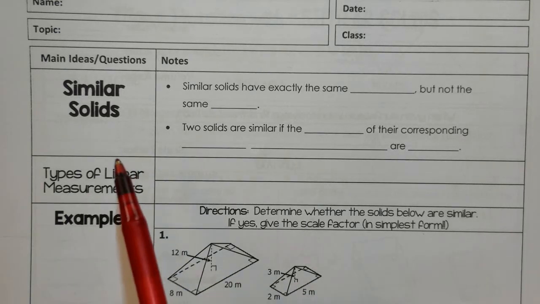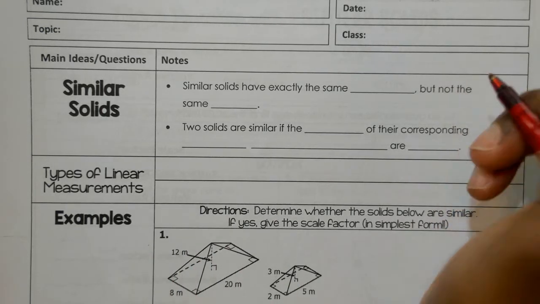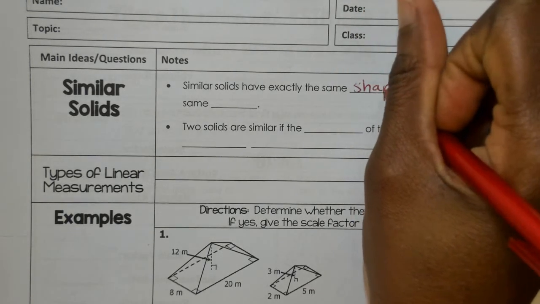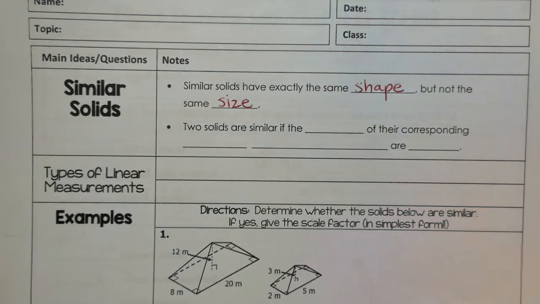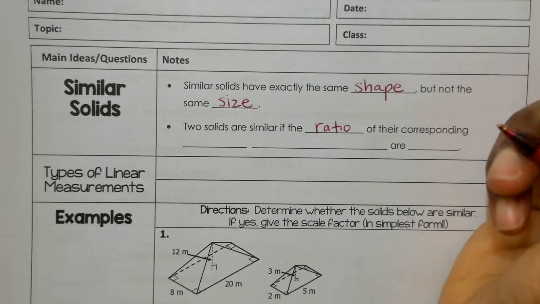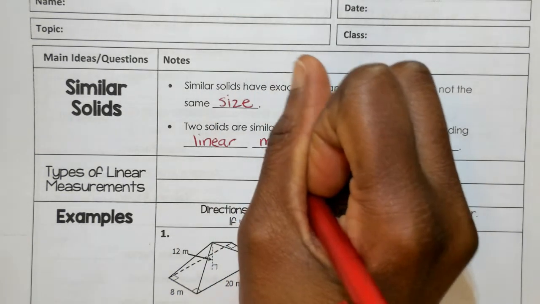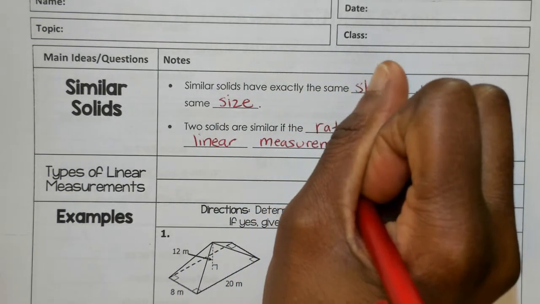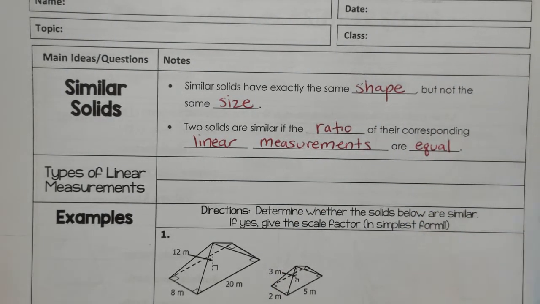So similar solids, we're talking about similar shapes, so three-dimensional shapes. It could be like a pyramid or a cylinder, something that's similar. So similar solids have exactly the same shape, but not the same size. Two solids are similar if the ratio of their corresponding linear measurements are equal. So the ratio is the first blank of their corresponding linear measurements are equal. So what we mean by linear measurements are one-dimensional measurements.